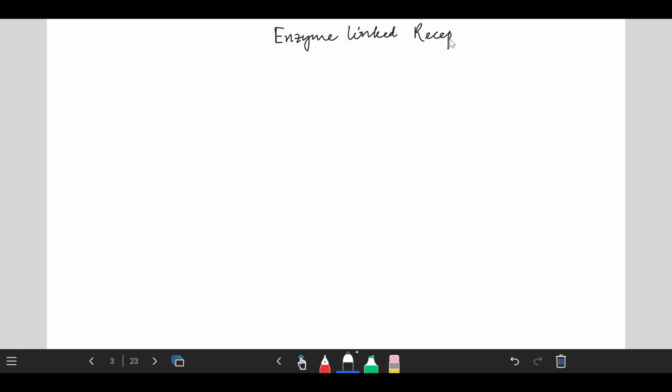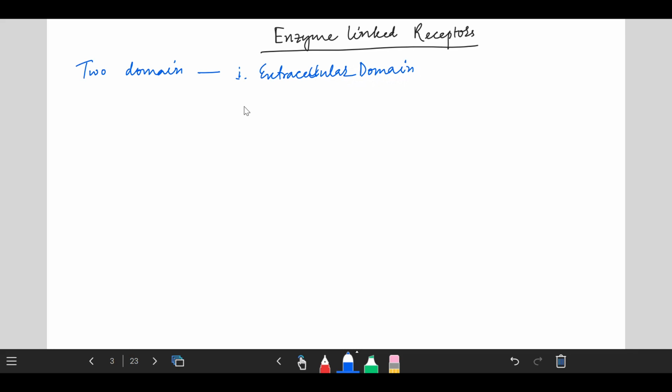Now the second type is the enzyme linked receptor. This kind of receptor actually consists of two types of domains, or two parts. The first is the extracellular domain and the second is the intracellular domain. It means the first domain is present in the outer part of the cell and the second in the inner part of the cell. The extracellular domain is where the agonist binds, and the intracellular domain is where the effector will bind.